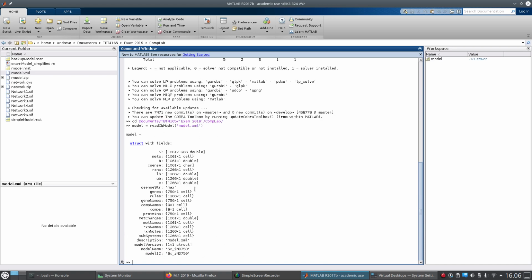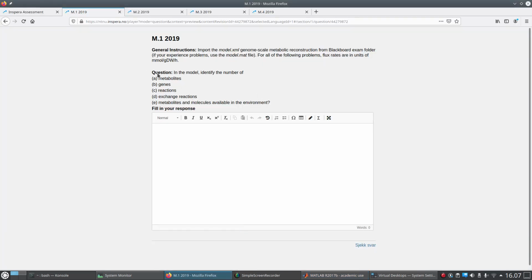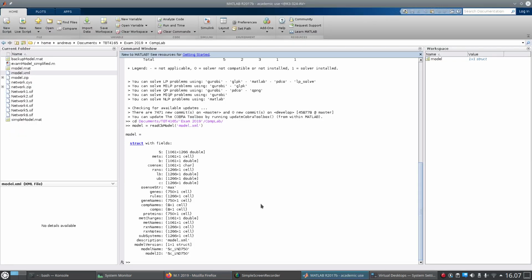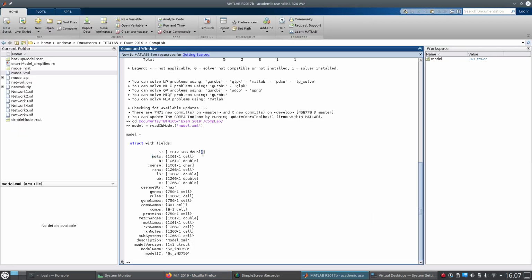So when we call it without the semicolon here, MATLAB will actually give us a lot of these numbers outright. So let's see what the exercise wants. So first is the number of metabolites, and we'll see here that that corresponds to the mets field in our model structure, which is 1061 long.